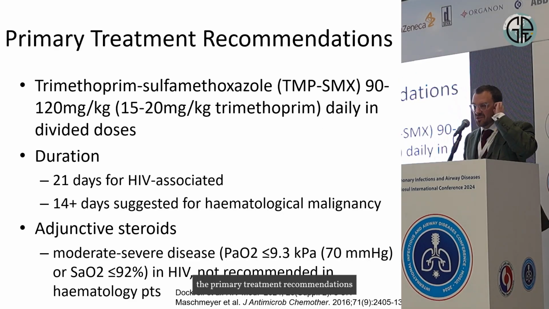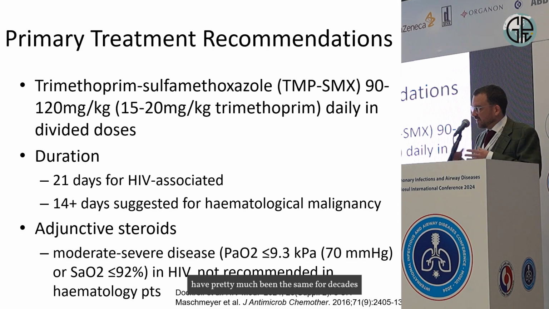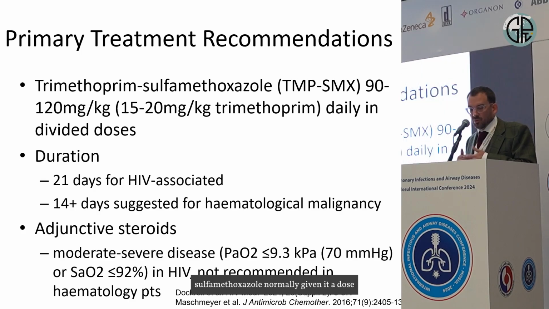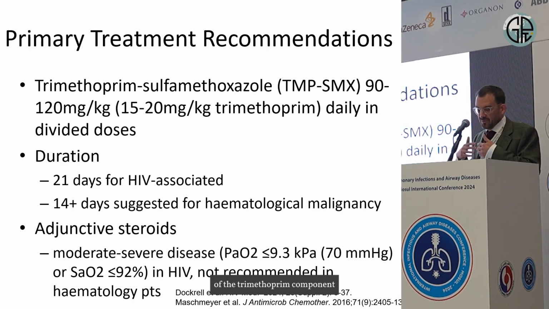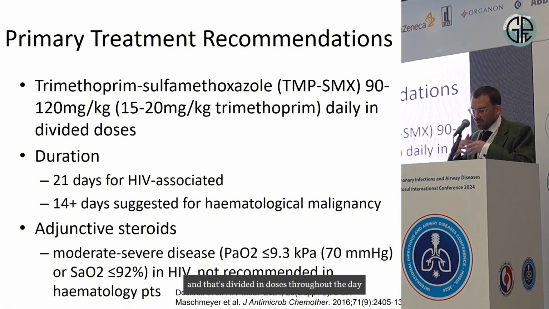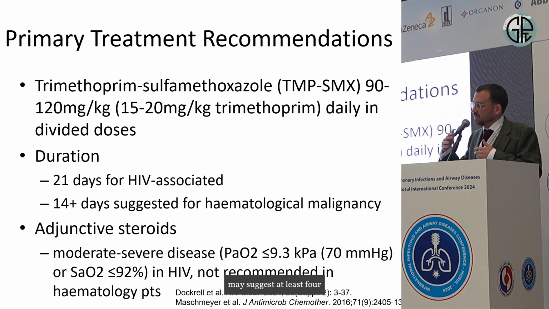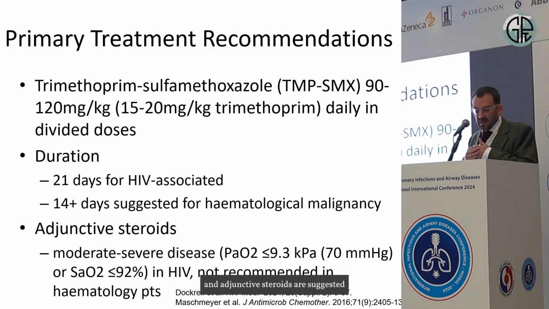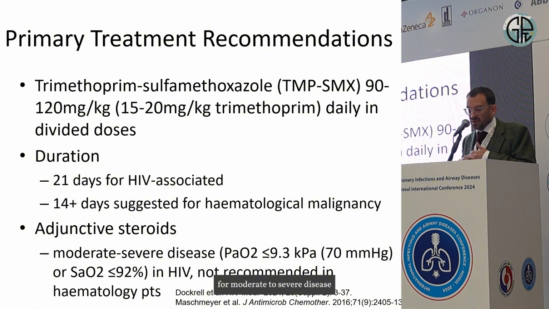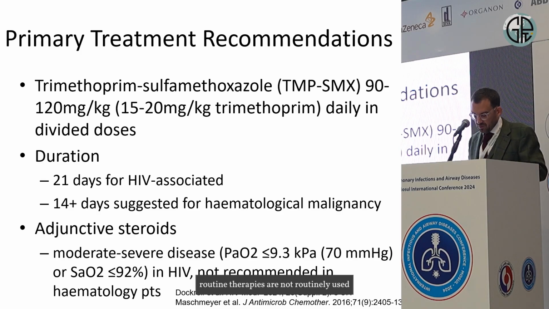The primary treatment recommendations have pretty much been the same for decades for pneumocystis jirovecii, and that includes high-dose trimethoprim sulfamethoxazole, normally given at a dose of about 20 milligrams per kilogram of the trimethoprim component, divided in doses throughout the day. The duration has been quoted as 21 days for HIV-associated disease, although a lot of guidelines looking at patients in the hematology setting may suggest at least 14 days as a minimum. Adjunctive steroids are suggested for moderate to severe disease, so patients who are significantly hypoxemic, although the guidelines in hematology patients suggest that steroids are not routinely used, and I'll talk about that in a minute.